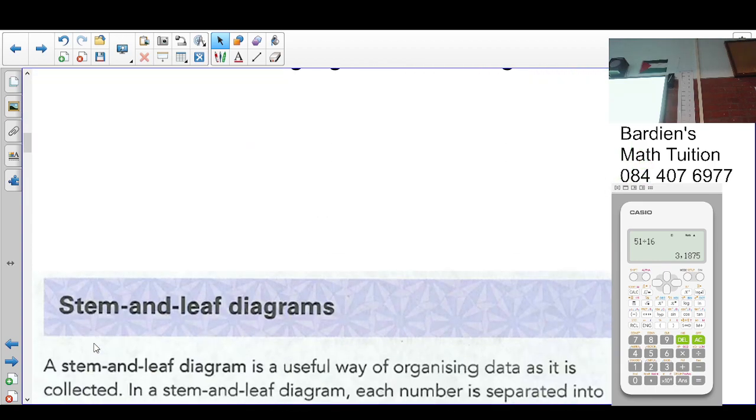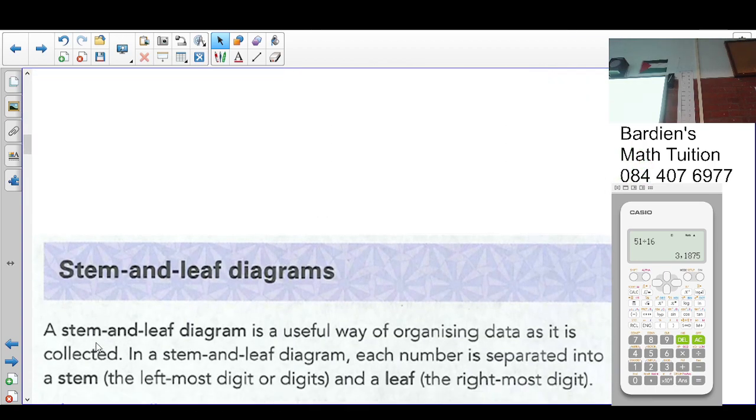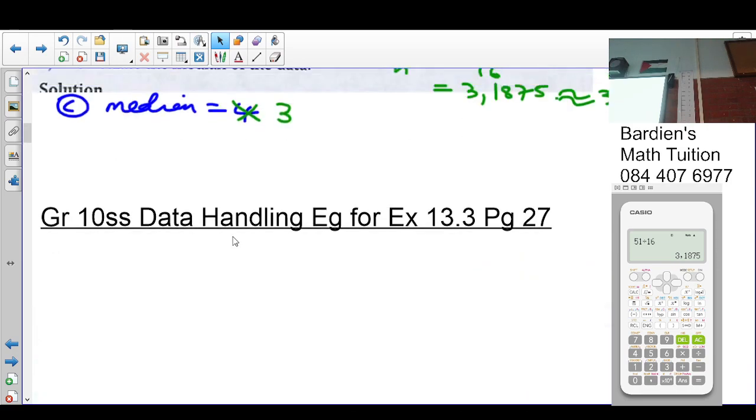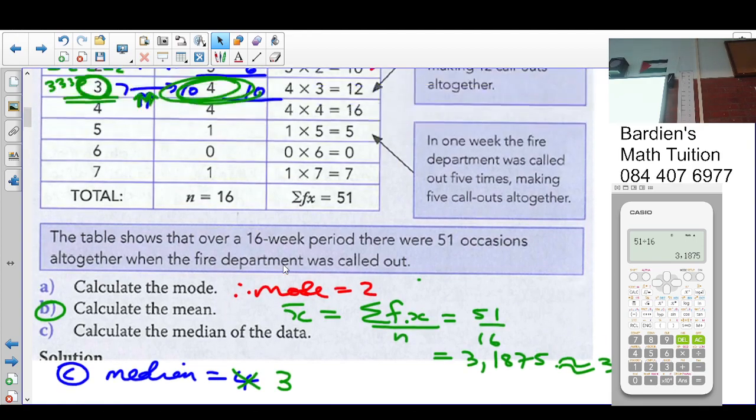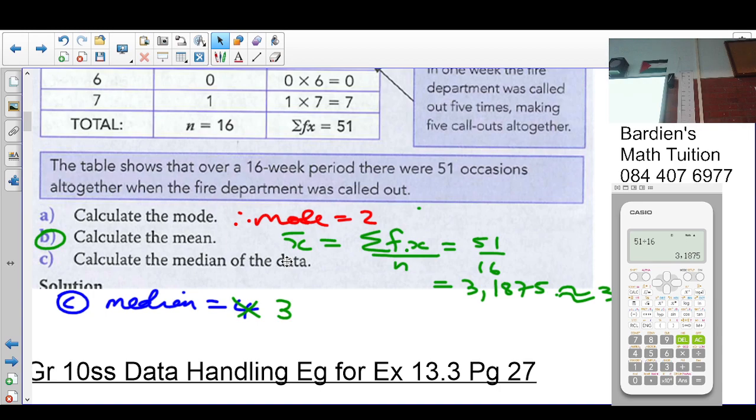Okay. Let's look at another example. Stem and leaf. Alright, so the next one, the stem and leaf, is for the next exercise. Okay. So yesterday we also worked out the mean, median and mode from the table of the previous exercise.